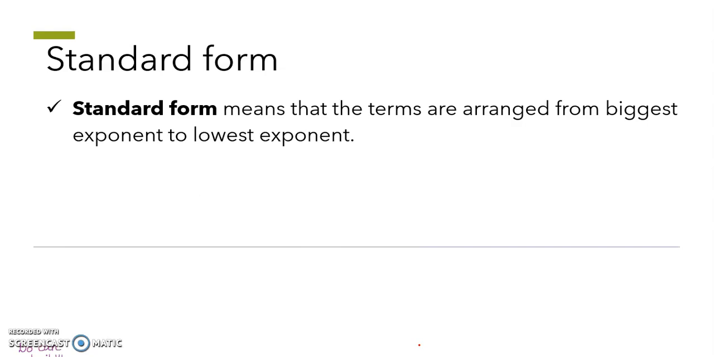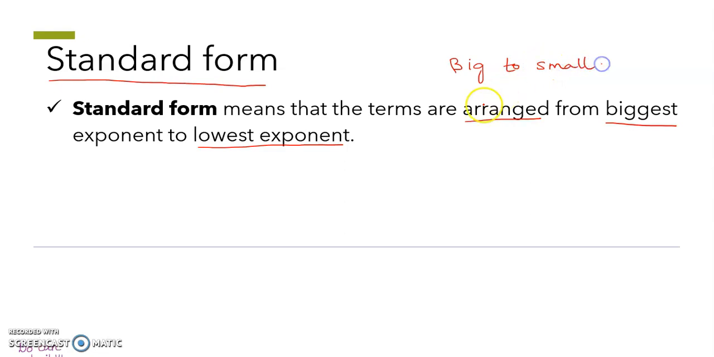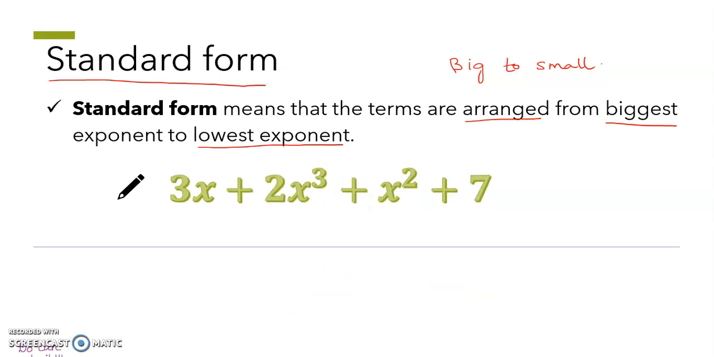For that, we always have to write the polynomial in its standard form. So what is meant by standard form? Standard form means that the terms are arranged from biggest to lowest exponent. So we have to write from big to small. Let's have a few examples.